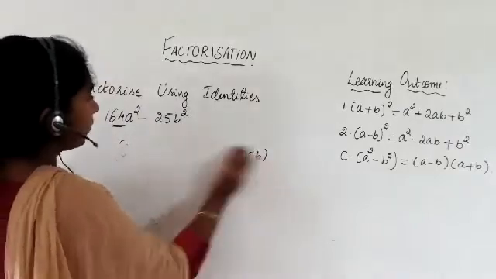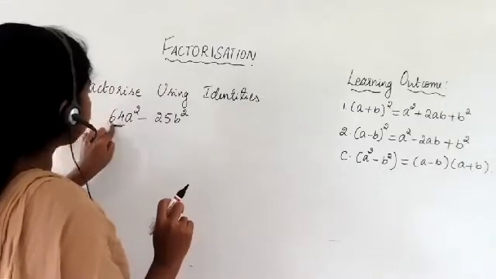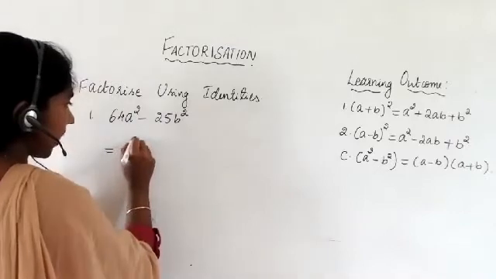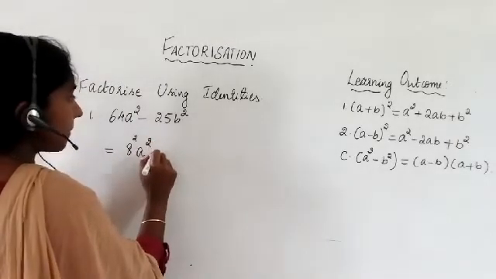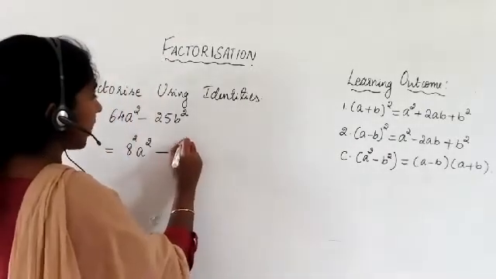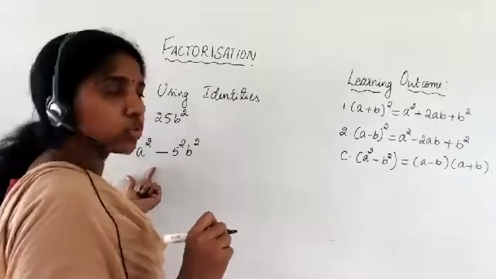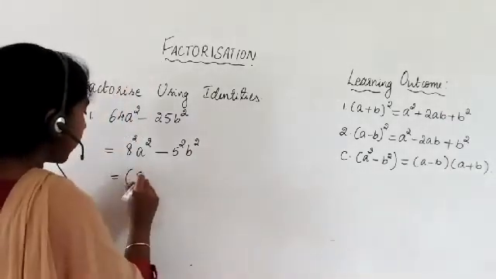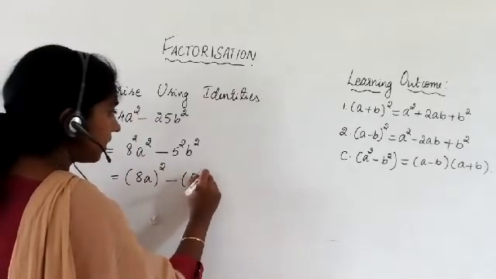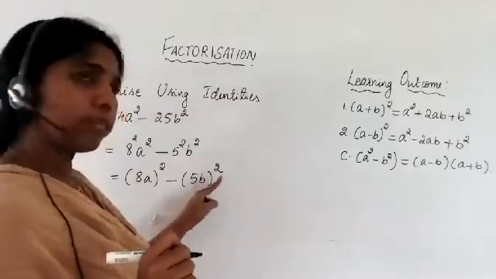So what you have to do here is simplify the first term: 64 can be written as 8 square. So 8 square a square minus 25 can be written as 5 square, so it is 5 square b square. Now using the law of exponents, we can write this as (8a) the whole square minus (5b) the whole square.